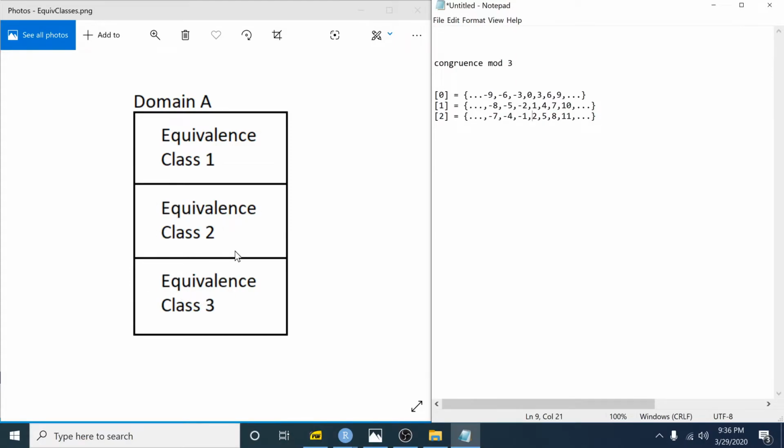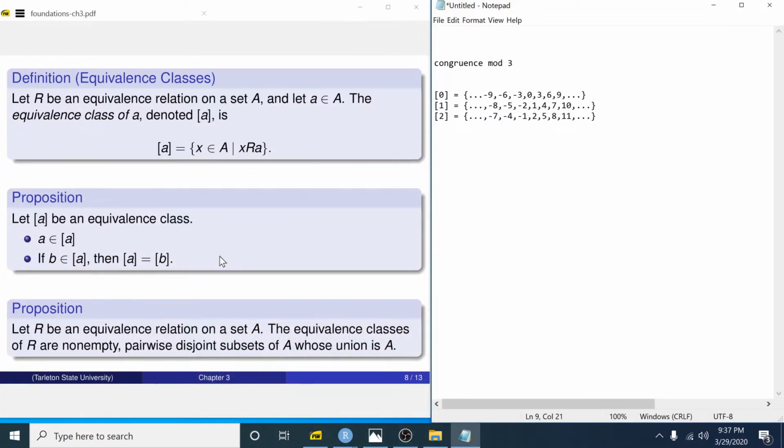And then the third property is that every element of the domain is somewhere in one of these classes. In other words, if you take the union of all these equivalence classes, you get the whole space. Every element of A is somewhere in one of these equivalence classes. There are no points that are left out. And so that is the final proposition we want to establish for today.